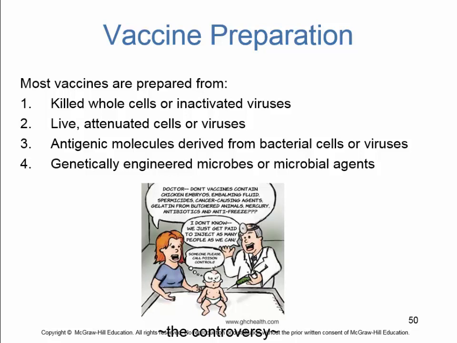Vaccine preparation. Vaccines are prepared by either killed whole cells or inactivated viruses. They could be live or attenuated. They could be distinctly antigenic molecules, or they could be genetically engineered.